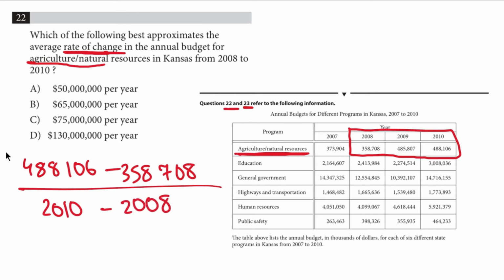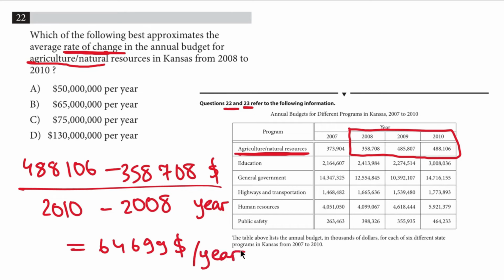And when we calculate all of that, we will get $64,699 per year. This is the average rate of change in the price or in the amount of money per year. Therefore, choice B is correct. Now you may ask yourself, why is it saying 65 million here, but I have 65,000 here? Well, because all of that data is in thousands of dollars. So you also have to multiply data here by 1,000 to get the real thing. And this was a simple slope or rate of change problem, and we know how to calculate that.